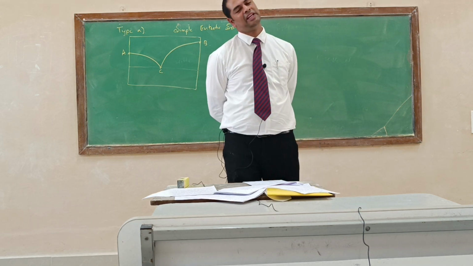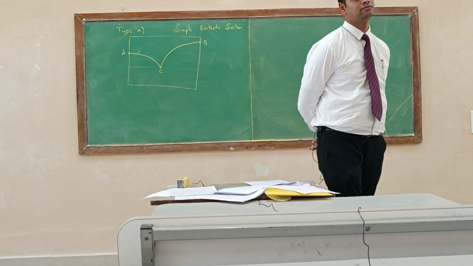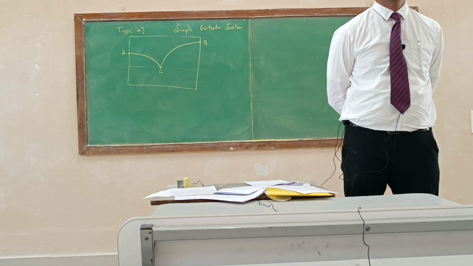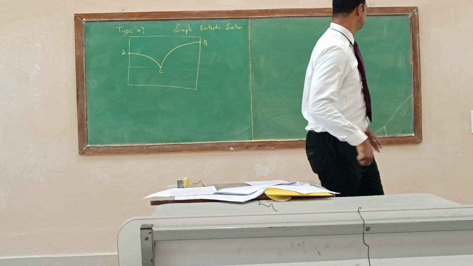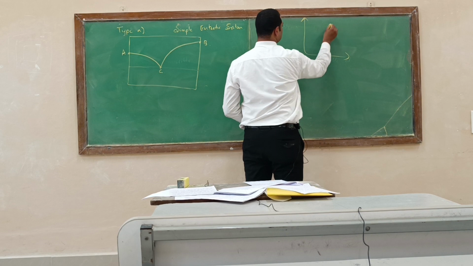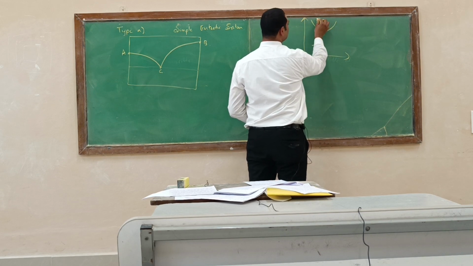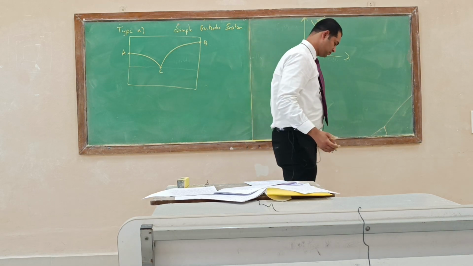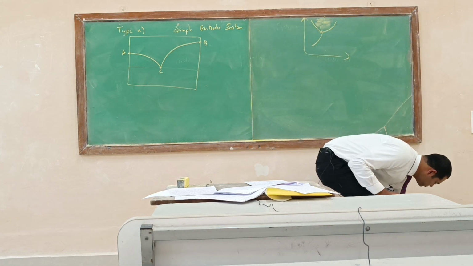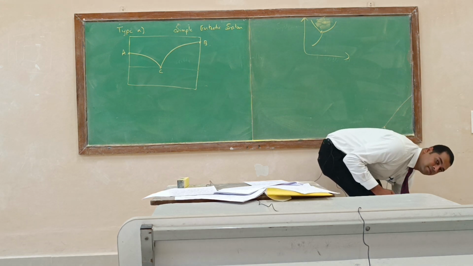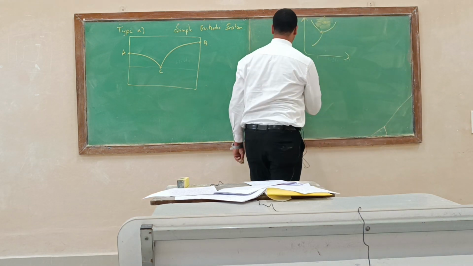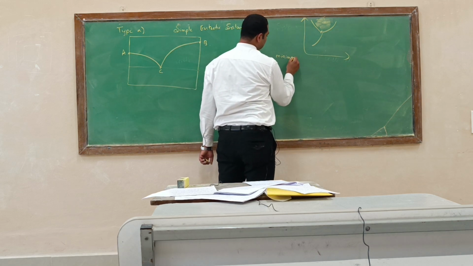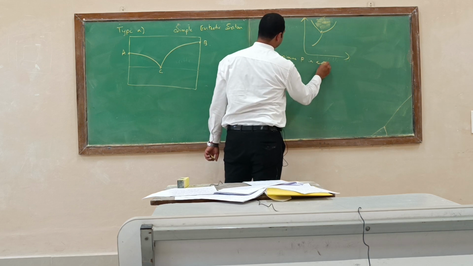So what is the minimum number of phases that can exist in equilibrium? One. Simple. If it is like this, I can continue to stay in this phase, right? So what is F for minimum phases in equilibrium?